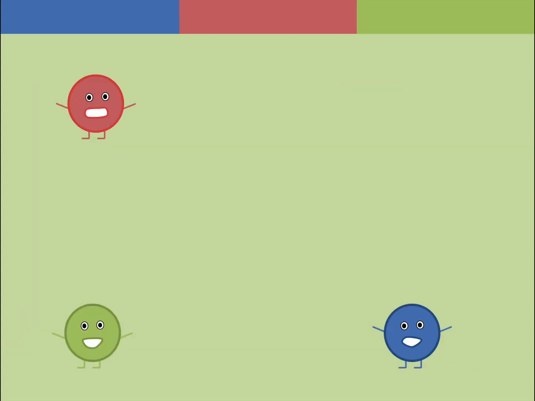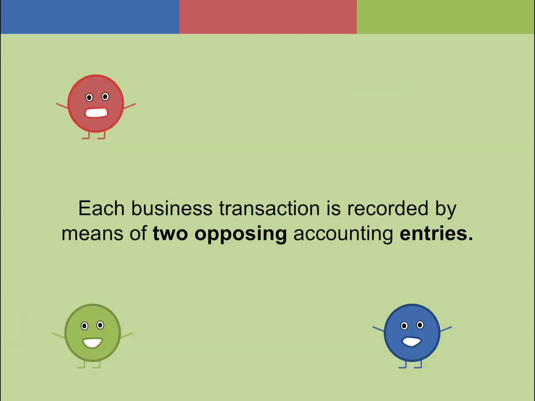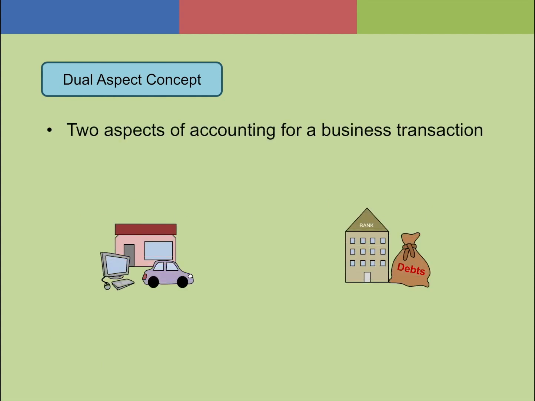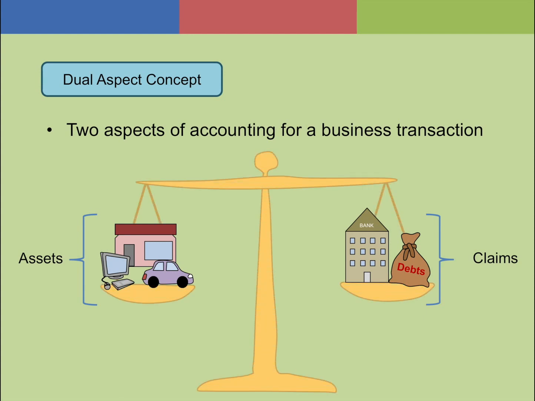The dual aspect concept states that each business transaction is recorded by means of two opposing accounting entries. In other words, there are two aspects of accounting for a transaction of a business. One can be represented by the assets of the business and the other by the claims against them. It is very important to note that the two opposing entries or aspects are of equal value, i.e.